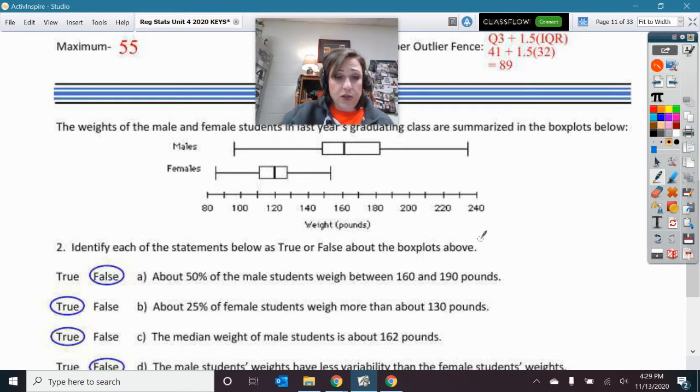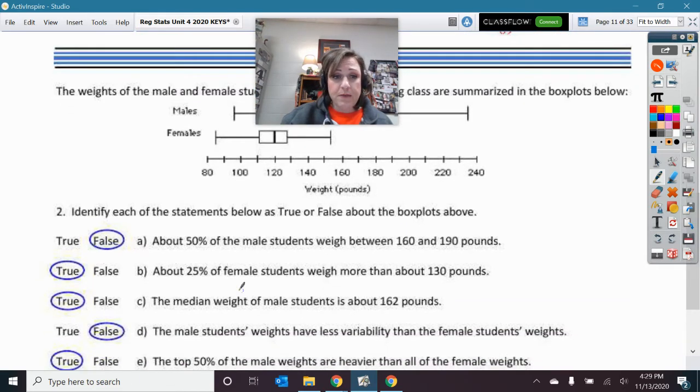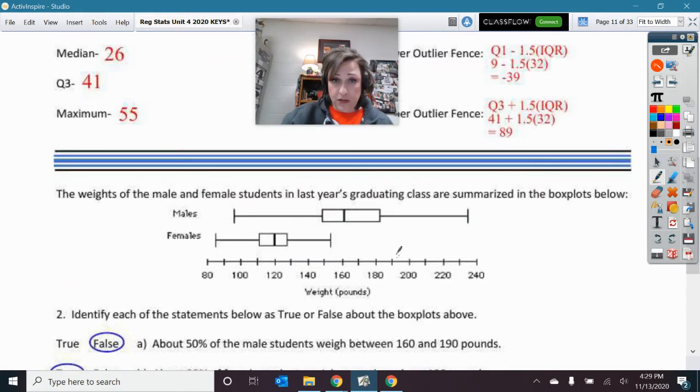The next one, the male students' weights have less variability than the females, and that is not true. I can see that the spread of the females is much less. And then the top 50% of males are heavier than all of the females. So that would mean from here up is heavier than all of the females, and that is true.